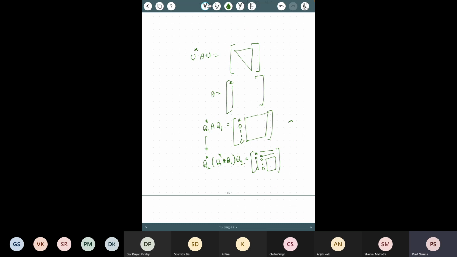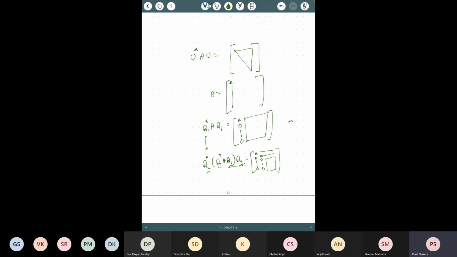Similarly, you keep on doing the same thing and try to convert your matrix into an upper triangular matrix. Now you can see that all these Q1, Q2 are unitary matrices, so their product is again unitary. So eigenvalues of A are nothing but eigenvalues of this upper triangular matrix, and you can easily read them off. This is not exactly the algorithm, but this is the idea to find the eigenvalues of a matrix.